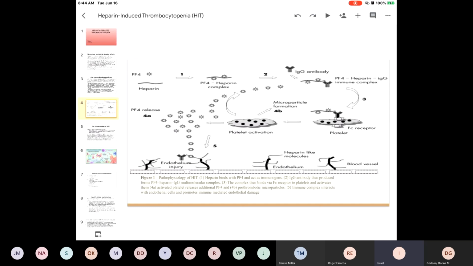And then 4A, the activated platelet releases additional PF4. And then you have the prothrombotic microparticles at 4B. And then at stage 5, the immune complex interacts with the endothelial cells and promotes immune-mediated endothelial damage.